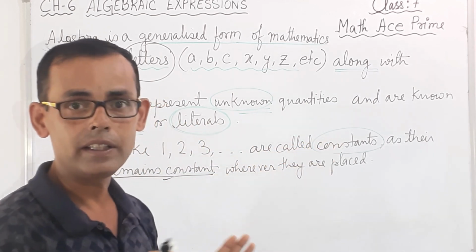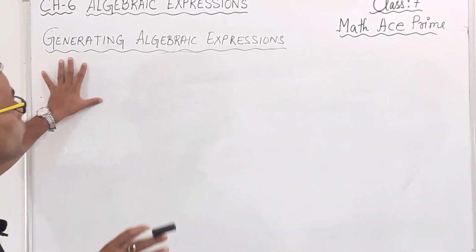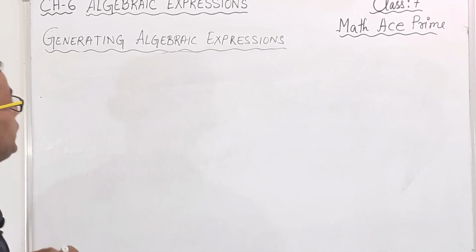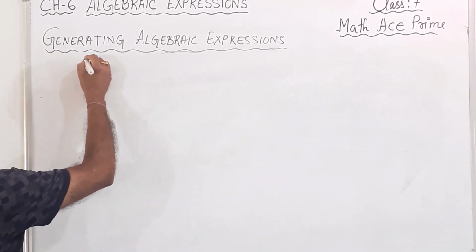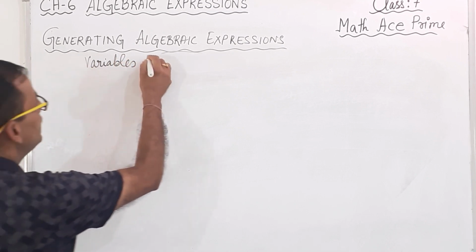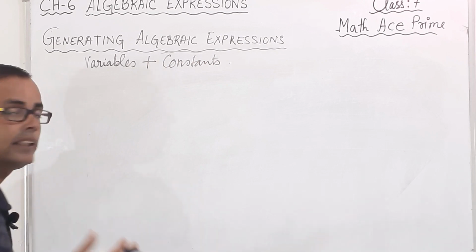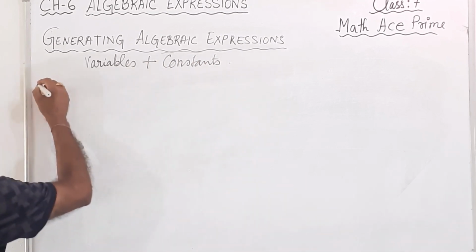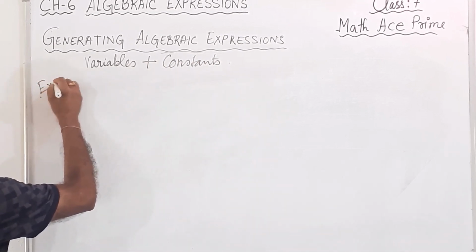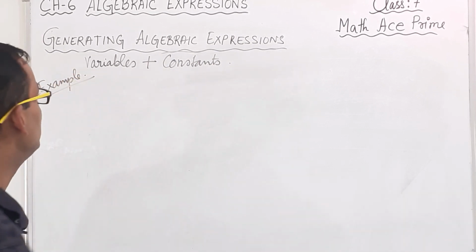Constant. Okay, class 7 students, we will understand how we can generate algebraic expressions with the help of variables and constants. With the help of these we will generate the algebraic expressions. For that, let me take one example. So I will create one example.